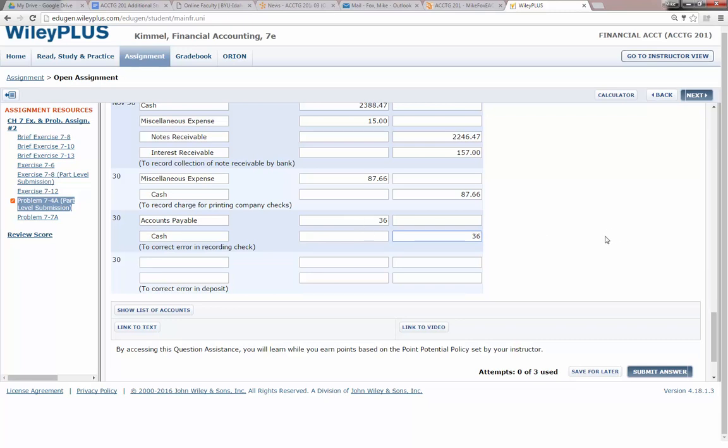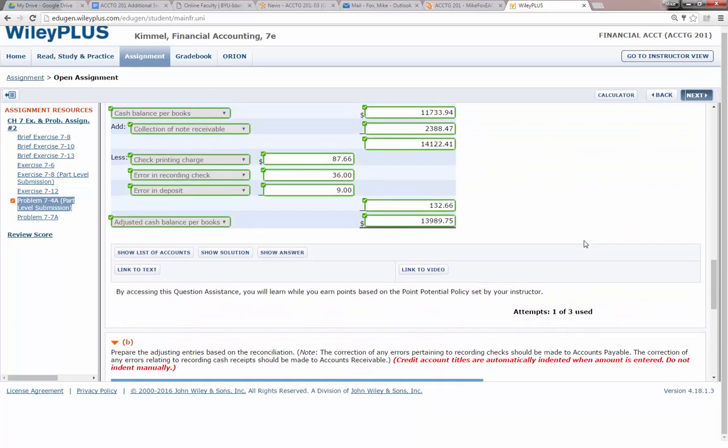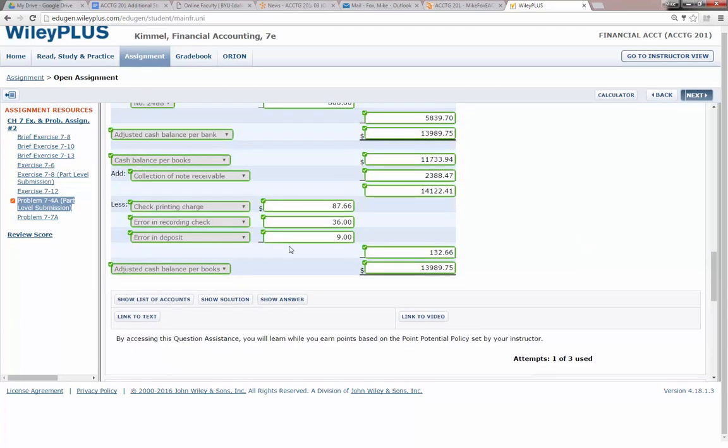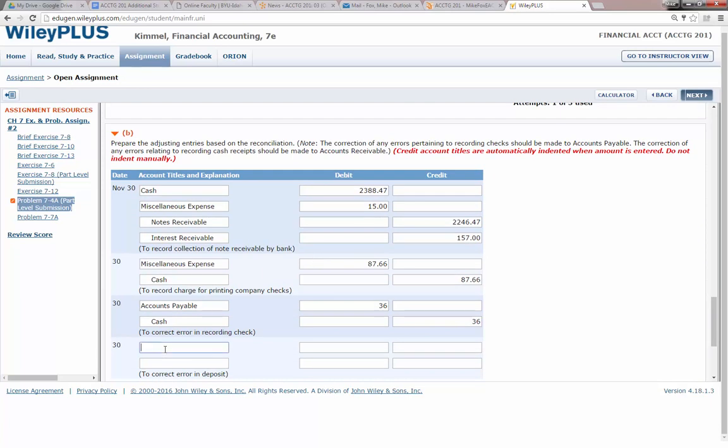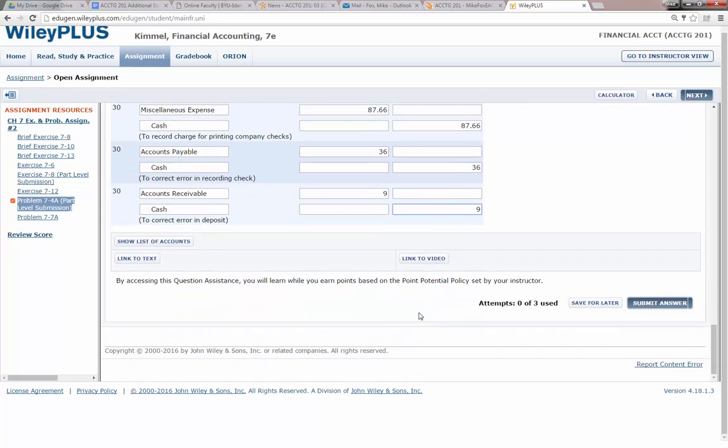And then finally, to correct our error in deposit, we had a $9 difference here. So our accounts receivable will increase by $9. This is money owed to us here. Our cash will decrease by $9. There's our adjustments.